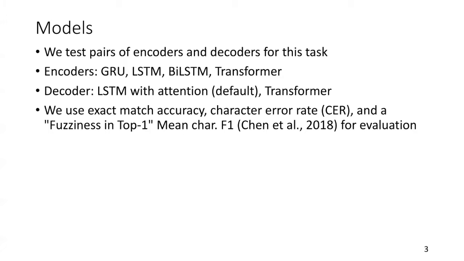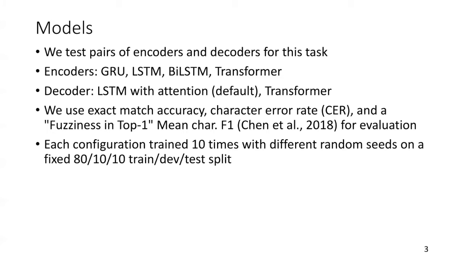Now for evaluation, we're going to use three different metrics. One is exact match accuracy: was every single character of this name transliterated correctly? Second is character error rate, which is a normalized error rate of how many characters were incorrect. And then the fuzziness in top one mean character F1 metric, which was developed as part of a named entity workshop transliteration shared task in 2018, and that's the metric we'll focus on the most.